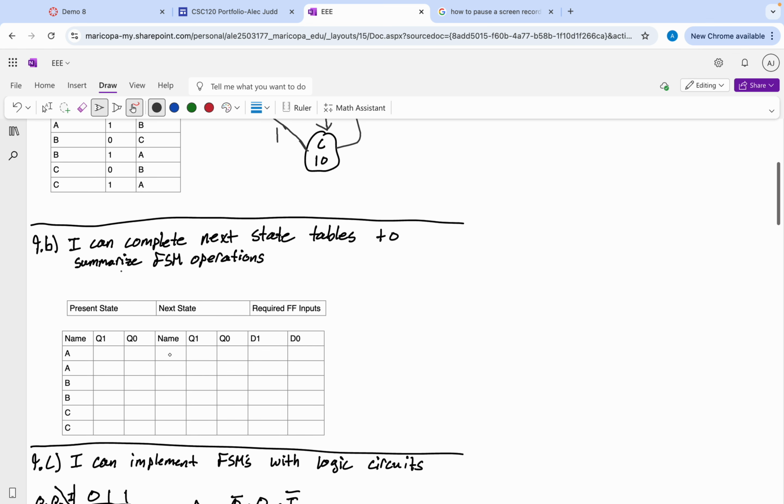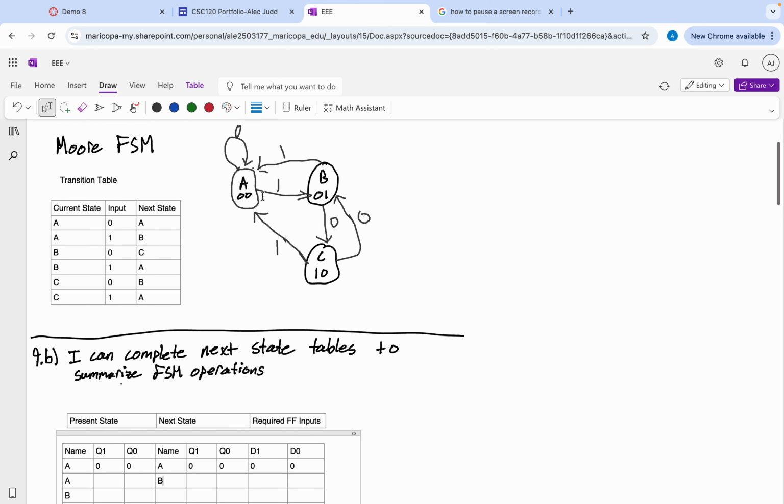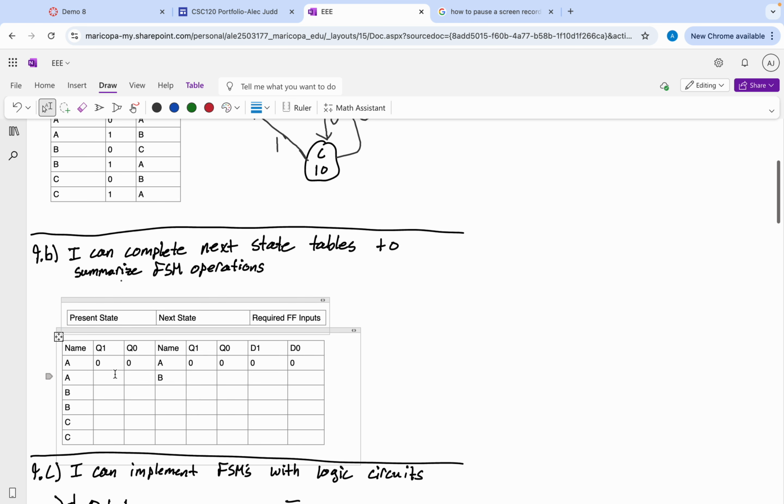Then we'll just start with, here, it'll be easier if I do this. A can either stay at A, so we'll put in an A here. And so the Q1 and Q0 of those are both 0, so we'll fill in that. And then our D inputs will also be 0, 0. Then A also can go to B, so we'll put in a B here. As we can see right here, A can go to B when the input is 1. So A is 0, 0, and then B will be 0, 1. And that'll make our D1 0, and our D0 1.